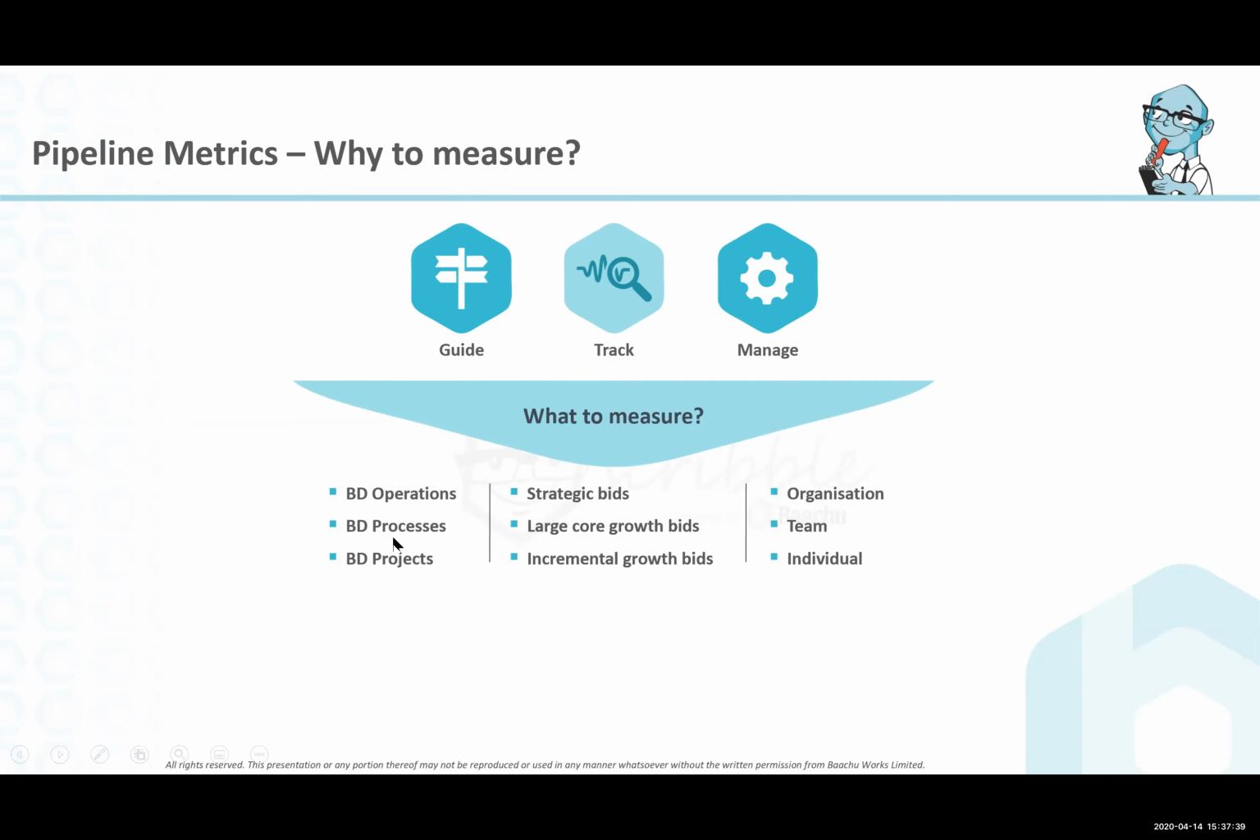Again, the BD process is the same end to end. BD projects is the way you choose your opportunities. I've given three: strategic bids, large core growth bids, and incremental growth bids. Strategic bids are must-win, massive, high-value bids. Large core growth is, as I mentioned, your N1 type of project, which you are only doing because you already specialize in it. It's just new, but it's big. Incremental growth is little churn opportunities that you are not going to go for tenders for, but quick churn opportunities that you want to go for.